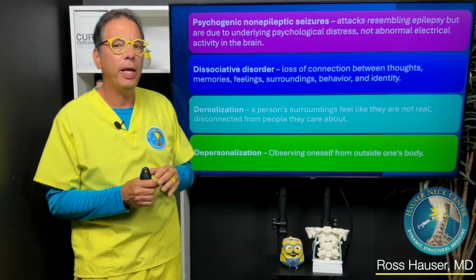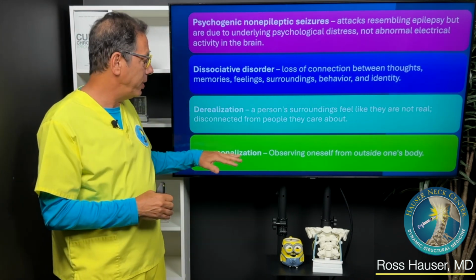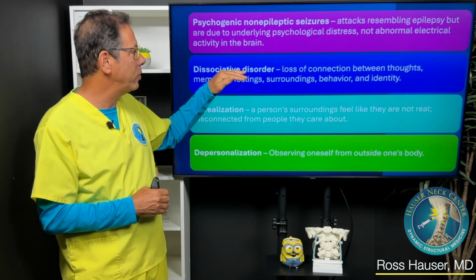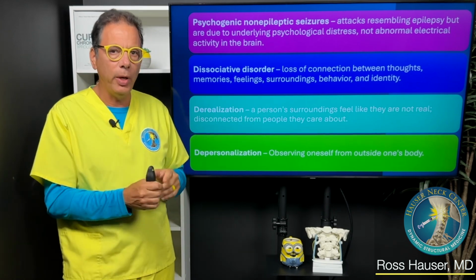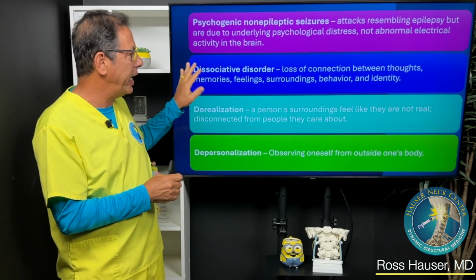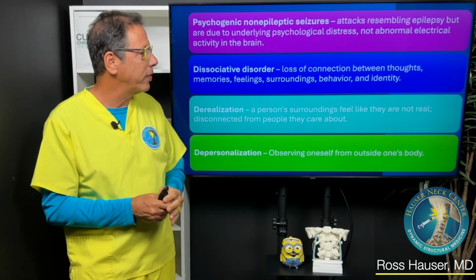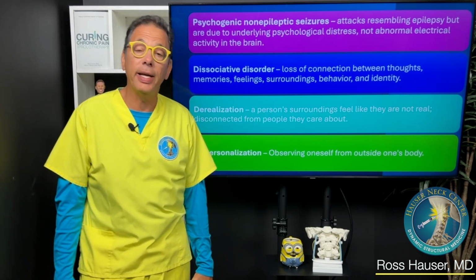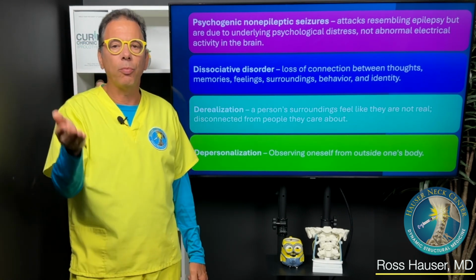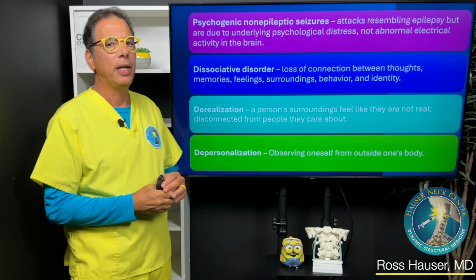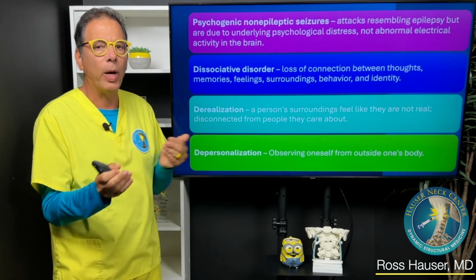Now I put this slide in here because often people who have these blanking out episodes will get diagnosed with depersonalization, derealization, or dissociative disorder. I did a video and an interview with Jason, so I'd really encourage people to watch my interview with Jason. Jason had very severe dissociative disorder, which is defined as a loss of connection between thoughts, memories, feelings, surroundings, behavior, and identity. And he went through our curve correction process here at Caring Medical, as well as prolotherapy, and had a dramatic change in his personality, and basically these symptoms went away.